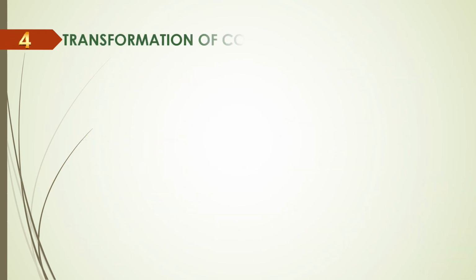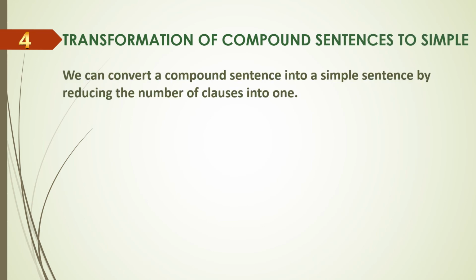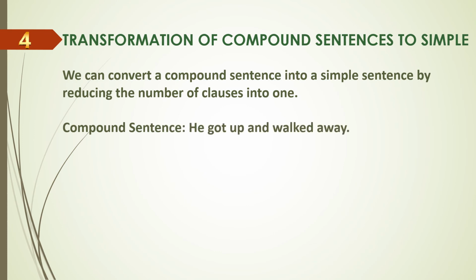The next transformation, compound to simple sentence. Now, to change from a compound sentence which has two or more main clauses into a simple sentence, we just take all those clauses and make it into one. "He got up and walked away." Got up is one main clause, walked away is another main clause. Now we have to reduce it only to one in a simple sentence: "Getting up, he walked away."